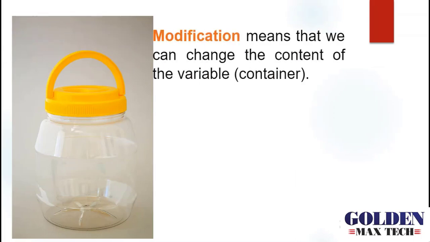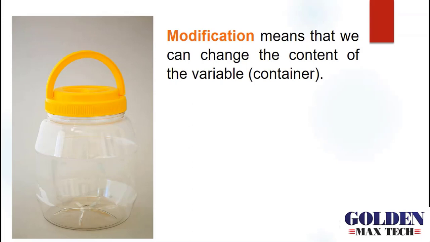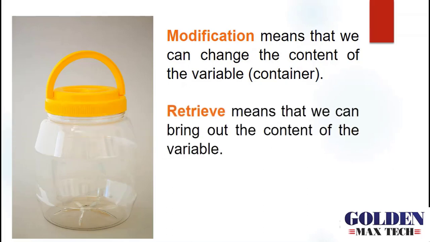I said a variable can be modified. Modification here means that we can change the content of the variable, which is the content of our storage container. Also, to modify can mean altering, changing not the content in its entirety, but changing some things in the content of the variable. I also said that a variable can be retrieved. To retrieve means that we can bring out the content of the variable in order for us to use them.